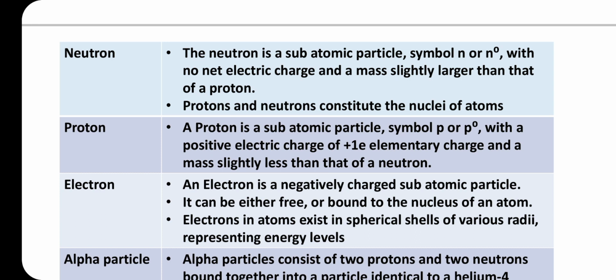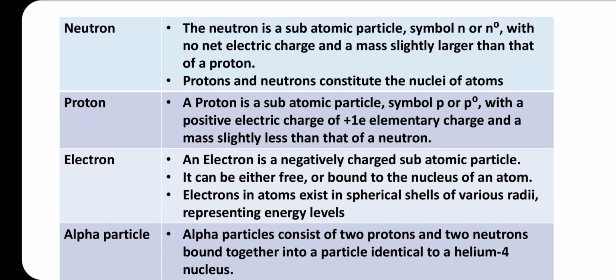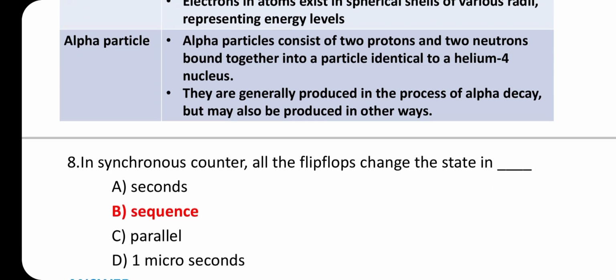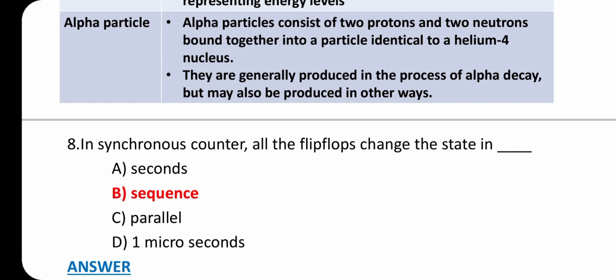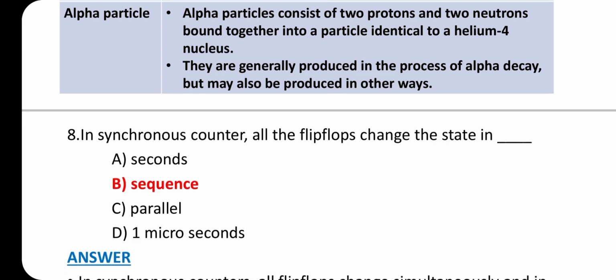Electron. An electron is a negatively charged subatomic particle. It can be either free or bound to the nucleus of an atom. Electrons in an atom exist in spherical shells of various radii representing energy levels. Alpha particle. Alpha particles consist of 2 protons and 2 neutrons bound together into a particle identical to a helium-4 nucleus. They are generally produced in the process of alpha decay but may also be produced in other ways.